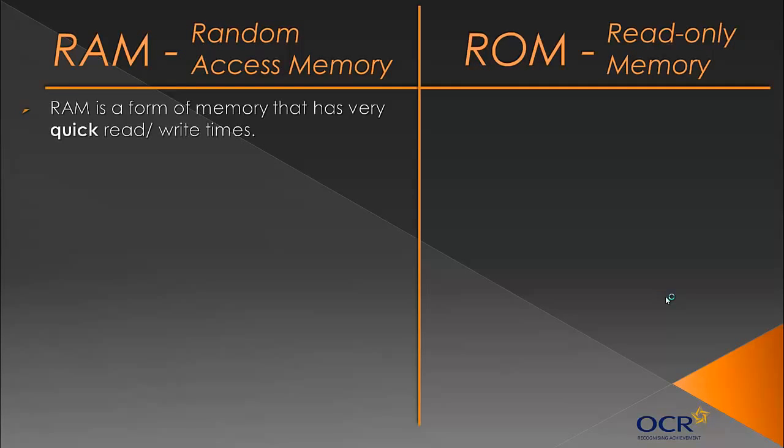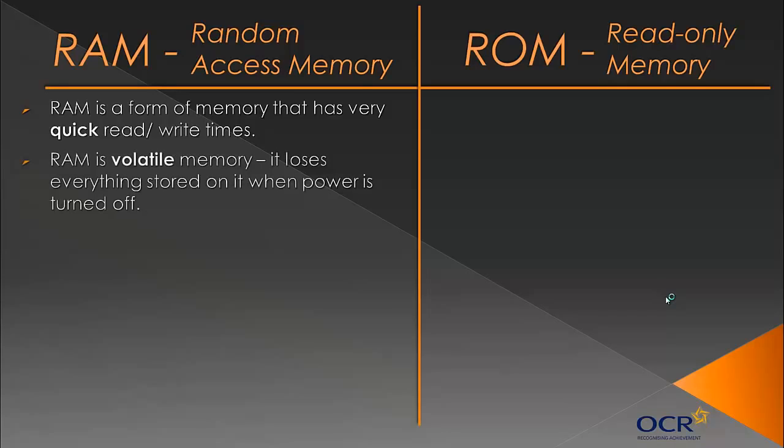RAM is a form of memory that has a very quick read-write time. When I say read-write time, this is how quickly things can be accessed from it and how quickly things can be stored on it. RAM is a quick form of memory. Slower forms of memory include hard disks, and faster forms of memory may be a cache in a computer, which we'll look at in the next slide.